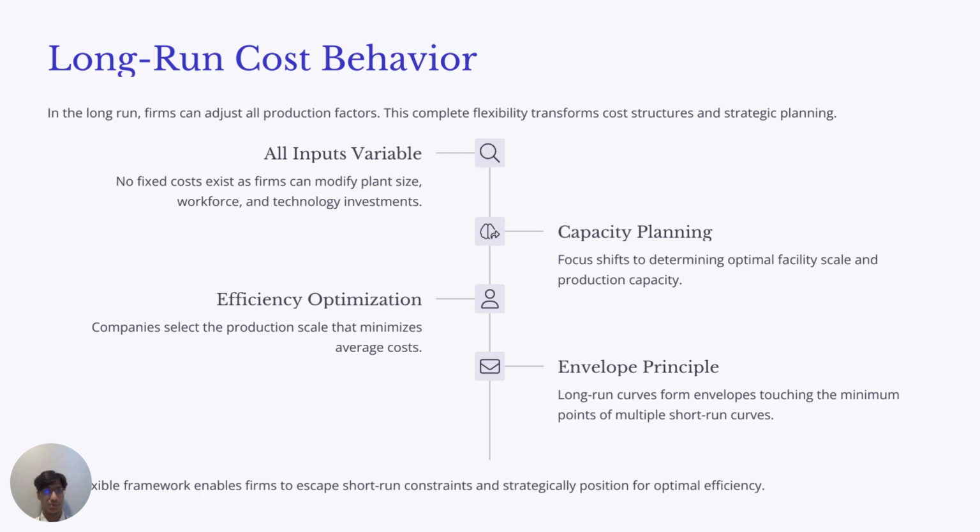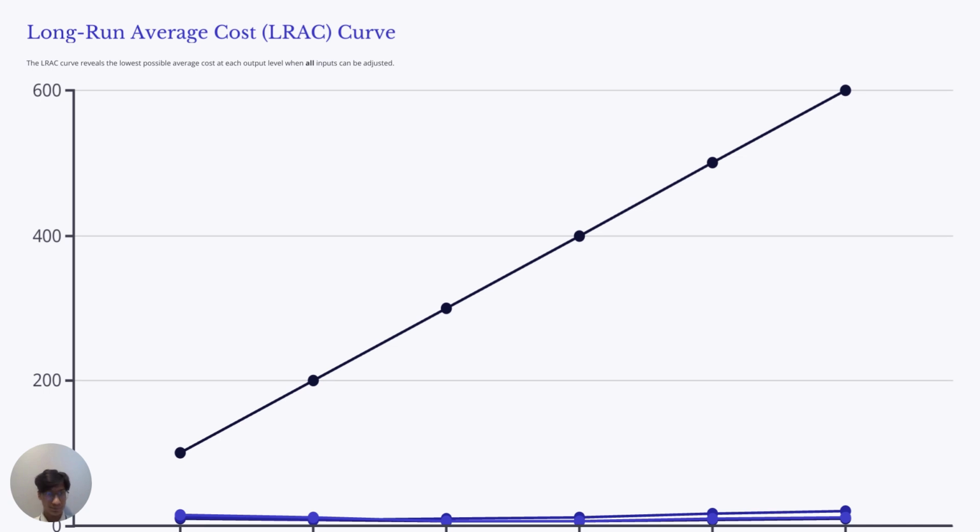This is where firms look for economies of scale, trying to produce more at a lower cost per unit. Long run cost planning focuses on efficiency optimization and strategic positioning. It helps determine whether to centralize, outsource, or automate part of businesses.